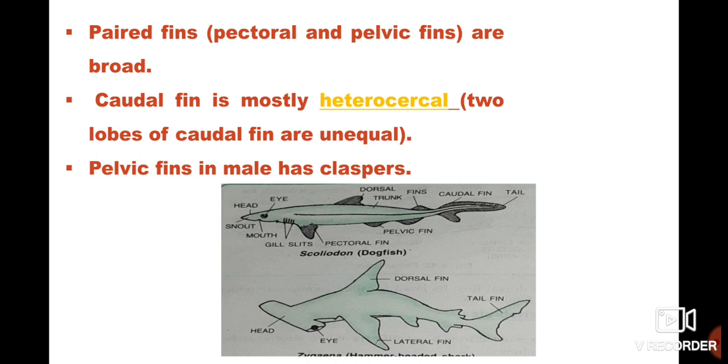I can tell you one thing: if you have to differentiate between these chondrichthyes and the other type of fish known as osteichthyes, you can use this point. Like, what about their caudal fin? If it is heterocercal, that means it is a chondrichthyes fish. But if it's homocercal, then it's not a chondrichthyes fish.